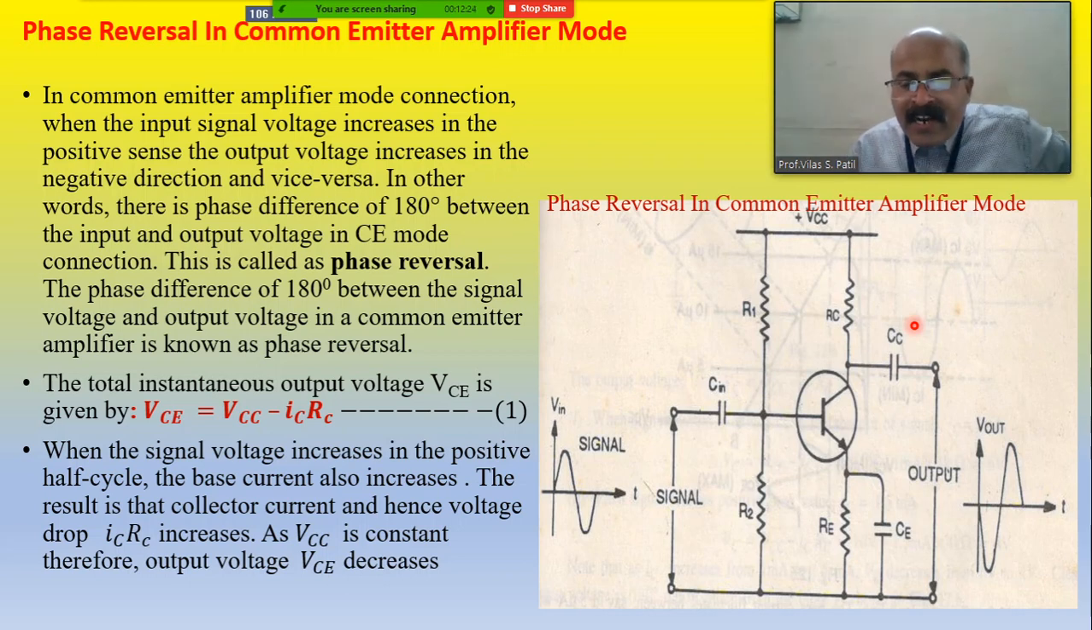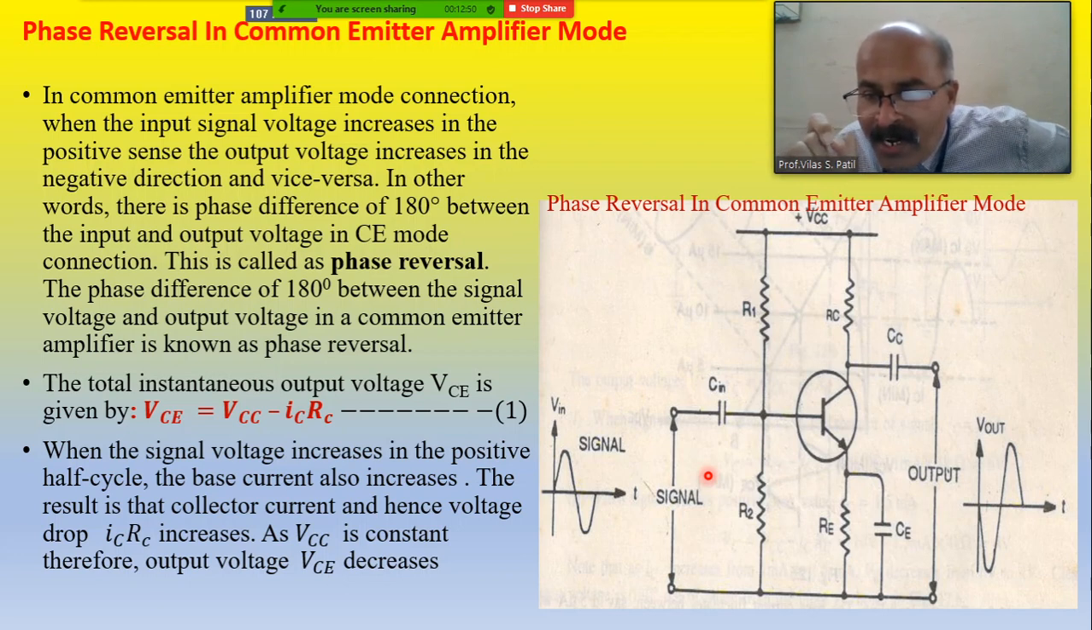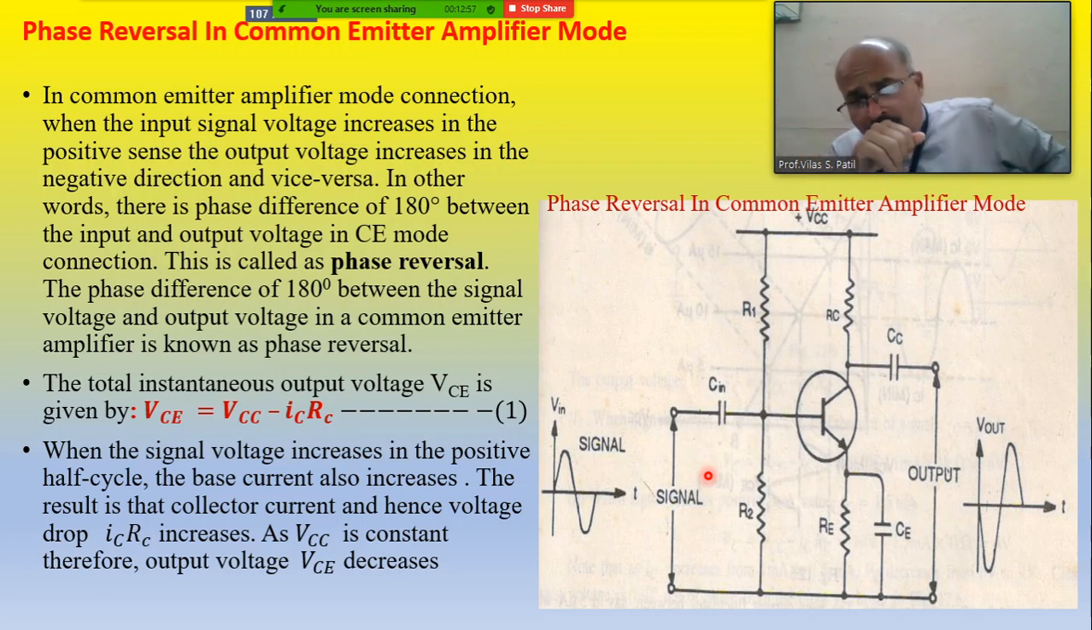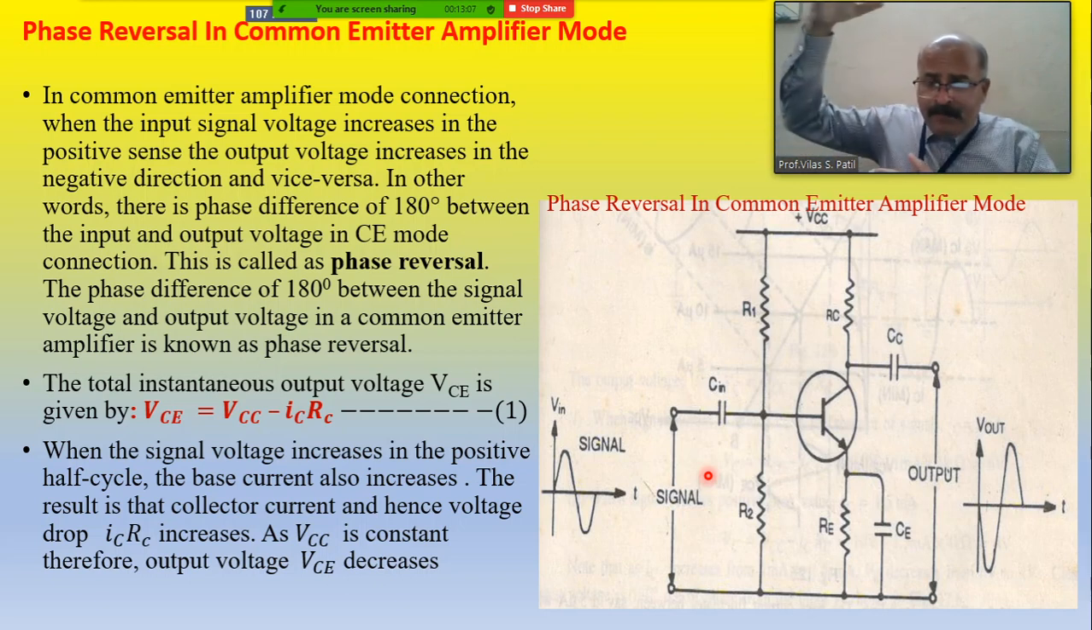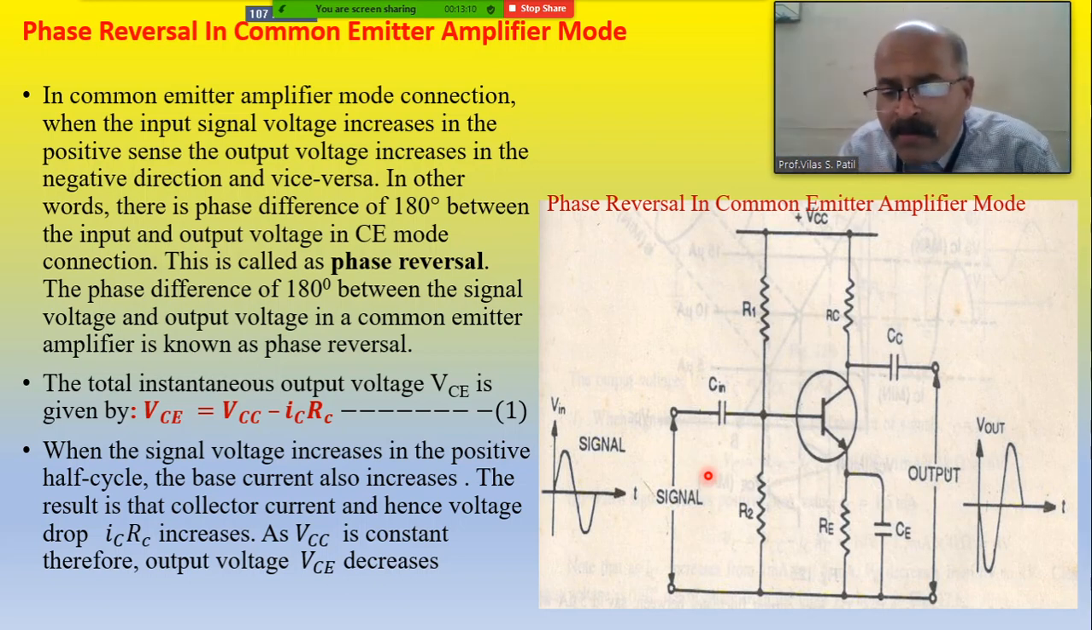This is the common emitter transistor mode, because the emitter is grounded here. But the signal given between the base and emitter is a very small voltage, about 0.1 to 1 millivolt. Very small voltage is given between the base and emitter in this circuit, and it is amplified, magnified at the output between the collector and emitter.